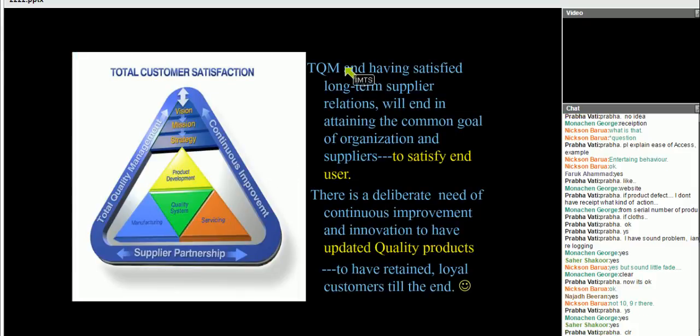Okay. Total customer satisfaction. So see this diagram. This diagram. One second. Farooq, can you hear me now? Farooq Ahmed.